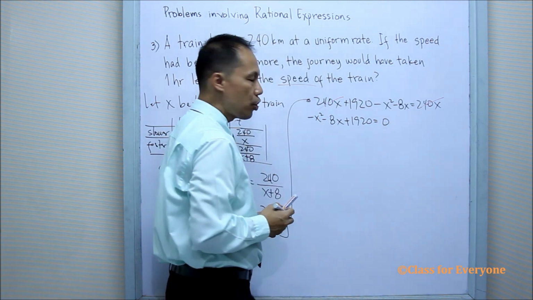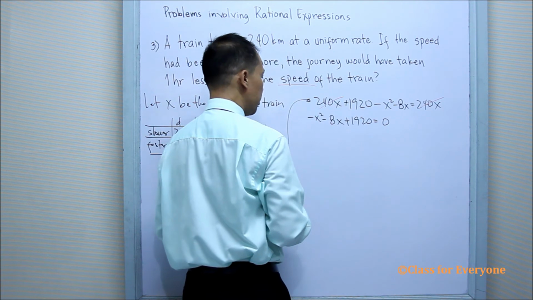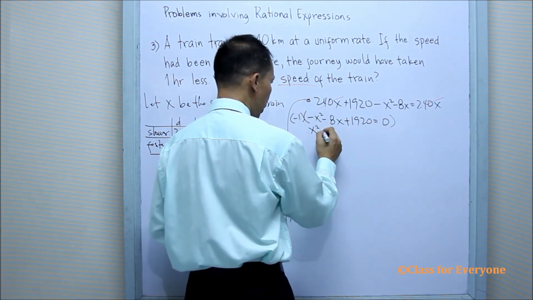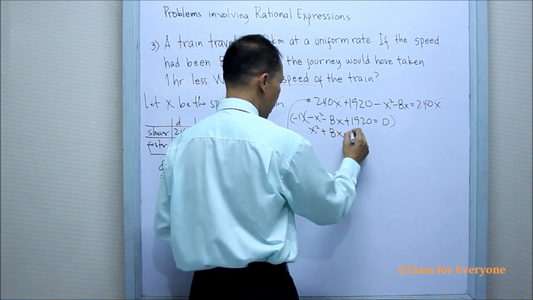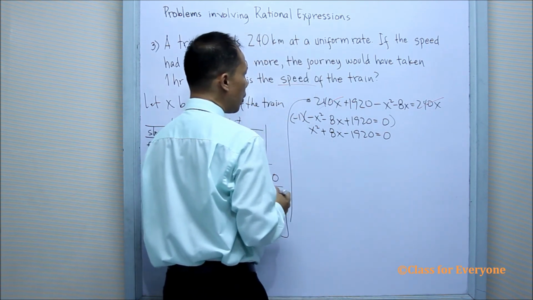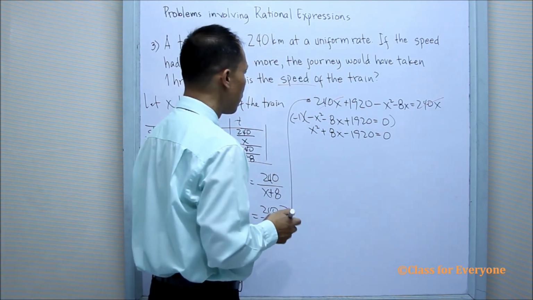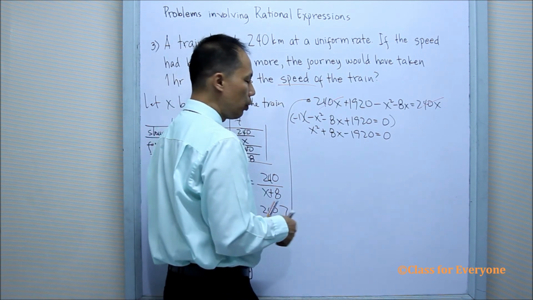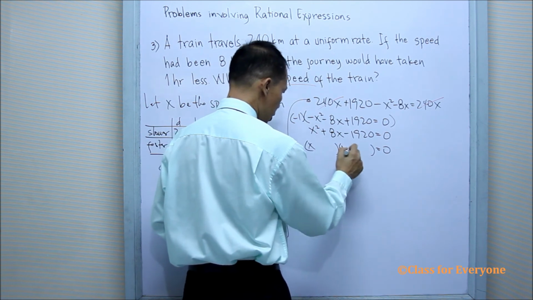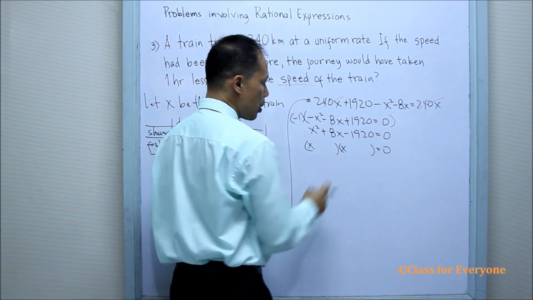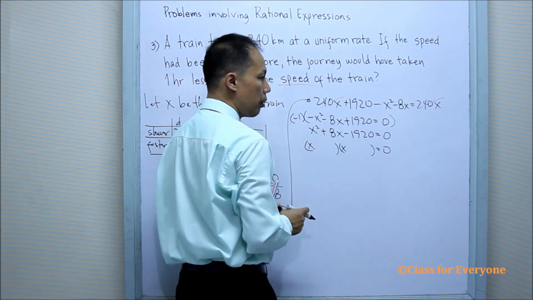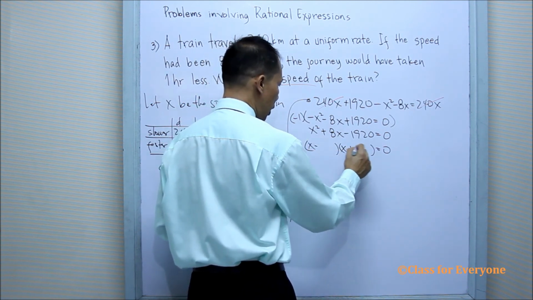Let us make this a positive quadratic term. So multiplying this by negative 1, we will have x squared plus 8x minus 1,920 equals 0. Now, since we're looking for a speed, this might be factorable. Let us factor x. Factors of 1,920, wherein the sum will be a positive 8. One must be negative, the other is positive.